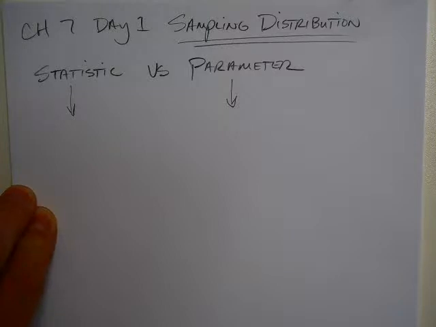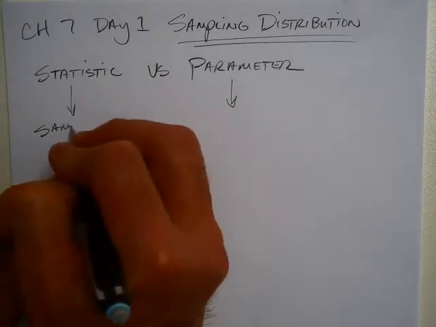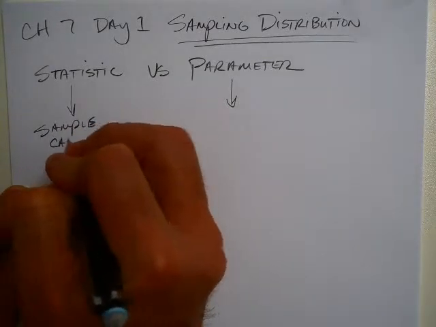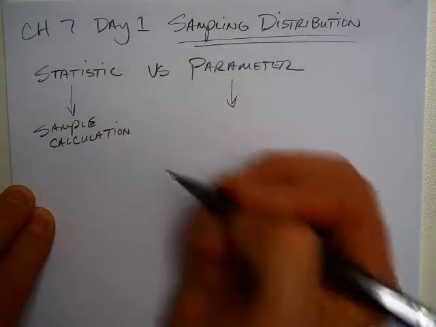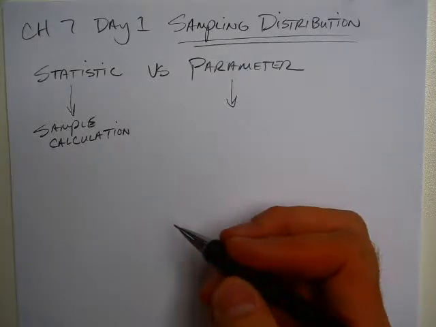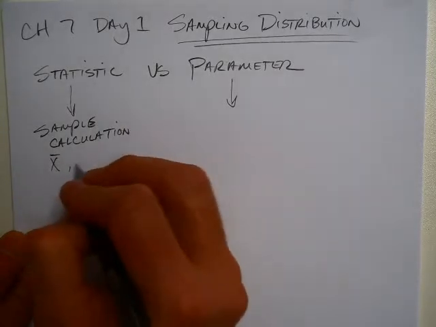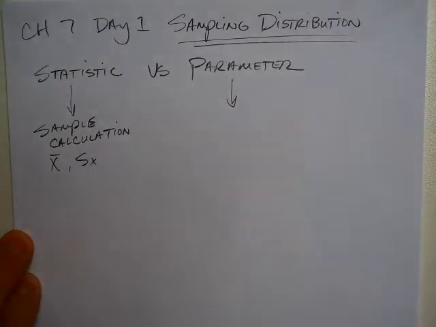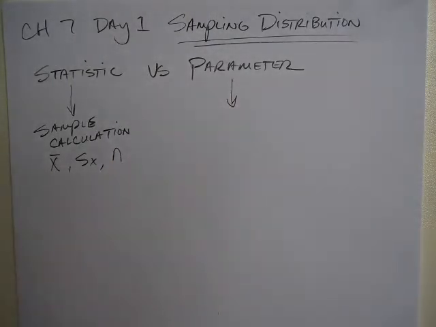So, do you guys remember what the difference is between a statistic and a parameter? What's a statistic? Right, exactly. It's something that's calculated from a sample, right? Or it's a sample calculation. There are many sample calculations. Some of the common ones are X bar, the sample mean, standard deviation of the sample, SX or just S, and the sample size. Those are all statistics.